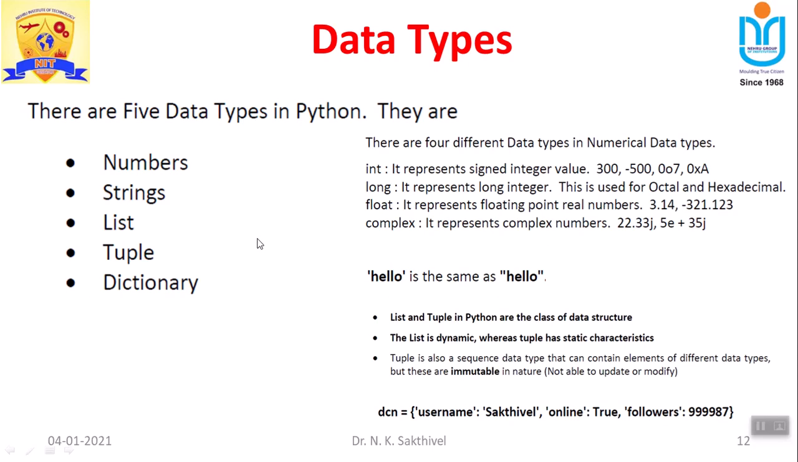Then as far as the string is concerned, it is very simple. This is the string. String means whatever characters we type within single quotes, Python will consider as a string.